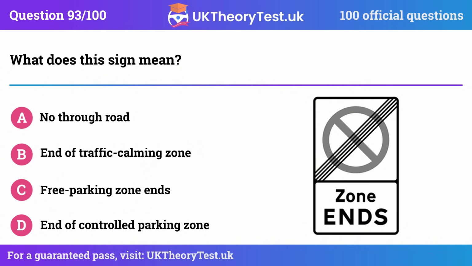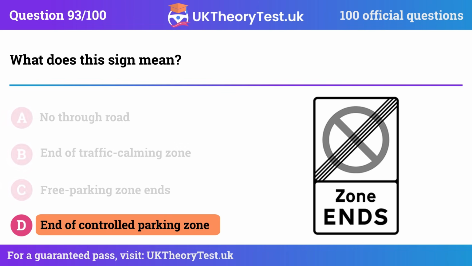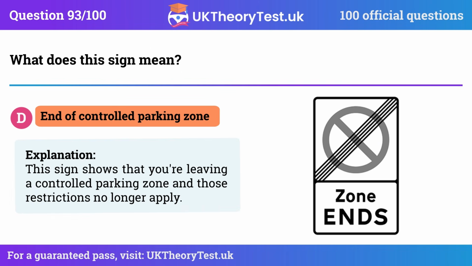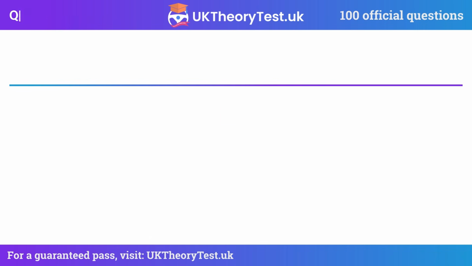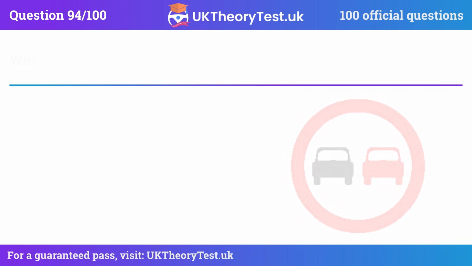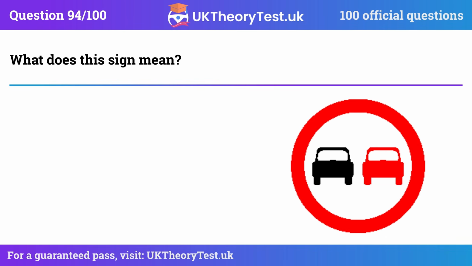The correct answer is D. End of controlled parking zone. Explanation: This sign shows that you're leaving a controlled parking zone and those restrictions no longer apply. Question 94. What does this sign mean?